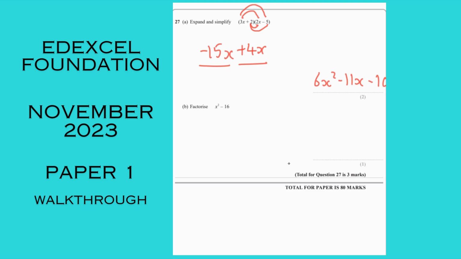And finally, factorise. It's not tricky, folks. It's not a tricky one. It is a double bracket. It is a quadratic. Think of it as 0x in the middle. So two numbers which multiply to make negative 16 add together make 0. Yep, it's plus 4 and minus 4. But if you remember, it's our friend, difference of 2 squares.